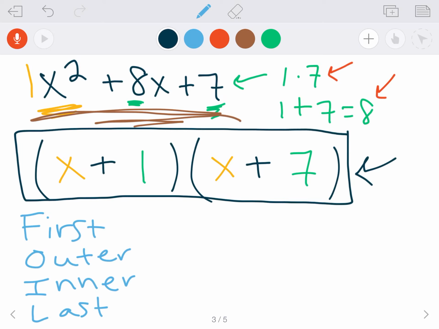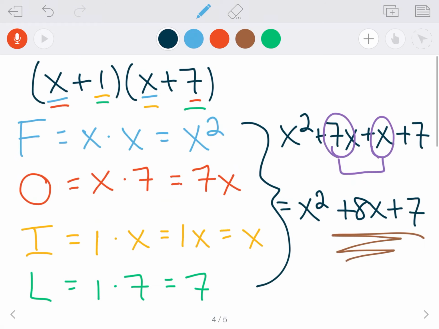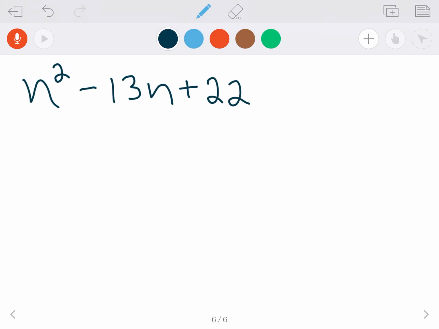Okay, let's do another example. Let's do one where the term in the middle, also known as the linear term, is negative. Okay, so this time, let's go ahead and do, how about n squared minus 13n plus 22.